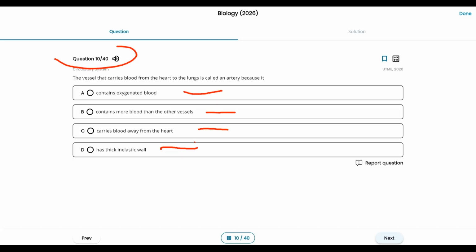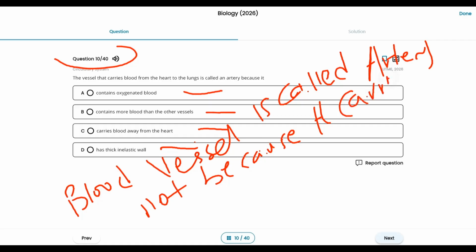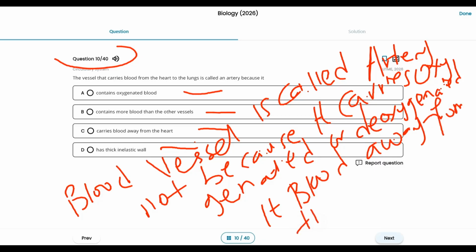Now, a blood vessel is called an artery not because it carries oxygenated or deoxygenated blood, but because it carries blood away from the heart.